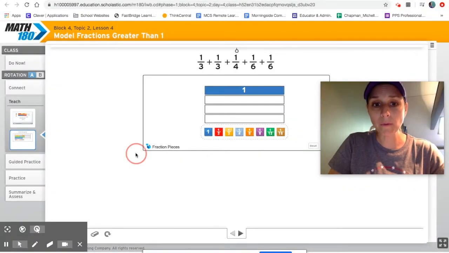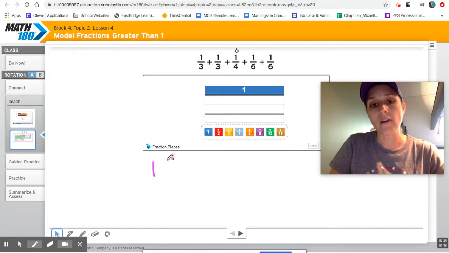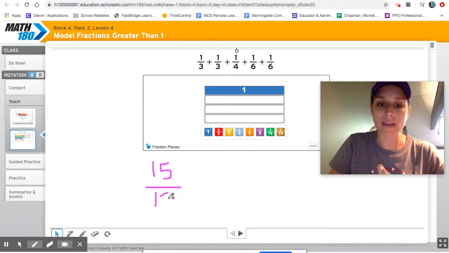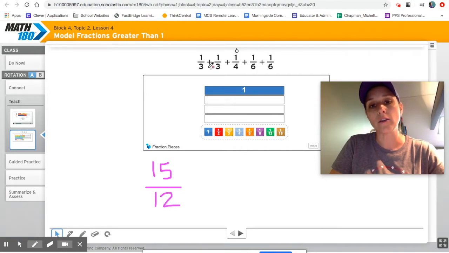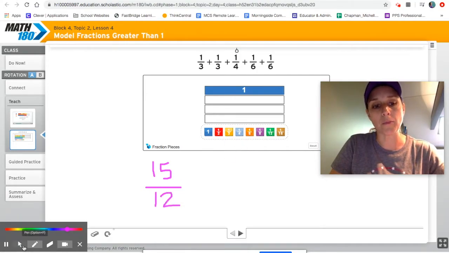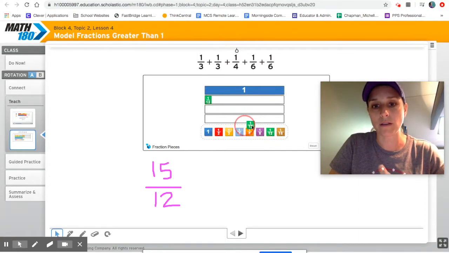Now, if you remember, we had 15 twelfths as the sum of our equations. And we said that that was greater than 1. But let's show how that, in fact, is greater than 1. For this 1/3, we're going to put 4 twelfths up because that's what we used. So we've got 1, 2, 3, 4. For the second 1/3, we also have another 4 twelfths, which we added because we said 4 plus 4 was 8.